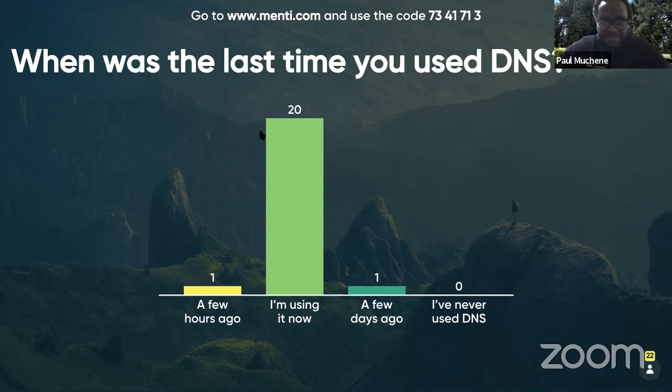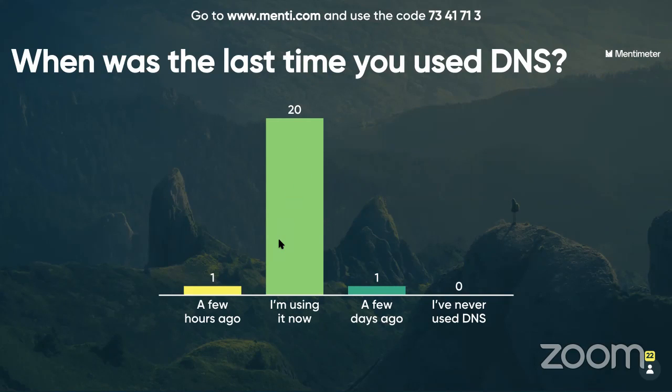So basically, we expect to see more responses, and this is what we're seeing, right? We're using DNS right now. So Paul, over back to you. Thank you.